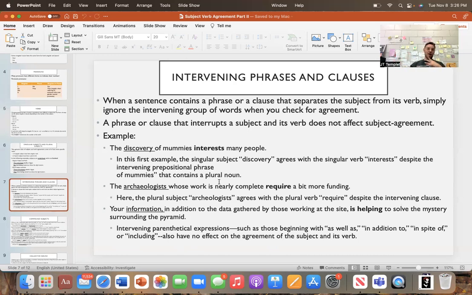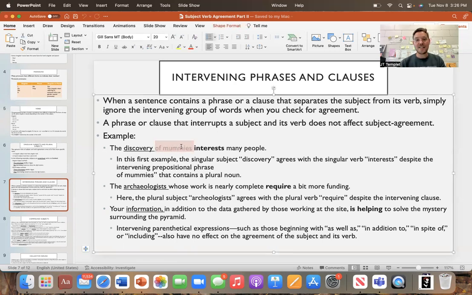So let's look at the example below, because when a phrase or clause, I'm repeating, interrupts the subject and its verb, it does not affect the subject verb agreement. So look, the discovery of mummies interests many people. The fact that we have the preposition of is telling us this of mummies cannot be the subject, and we won't get out of this phrase until we hit a verb or a piece of punctuation. So our subject is discovery. Discovery is singular, so interests is singular, whereas interest is plural.